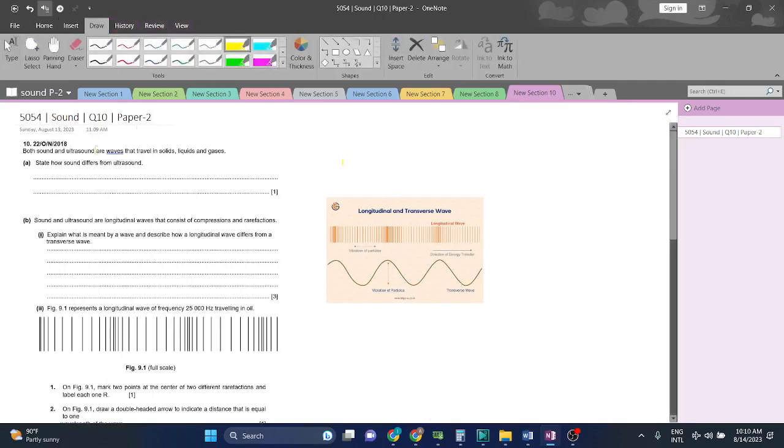Let's start. Question 10. Both sound and ultrasound are waves that travel in solid, liquid and gas. State how sound differs from ultrasound. Ultrasound's range is between 2 to 18 megahertz, while on the other hand, sound's frequency range is between 20 to 20,000 hertz. So ultrasound is inaudible for us.